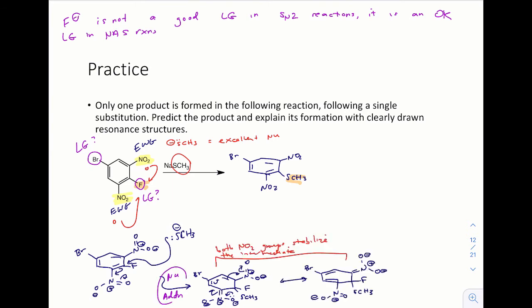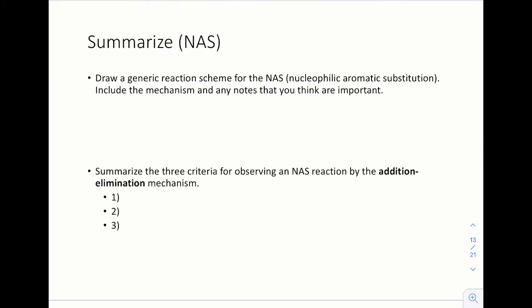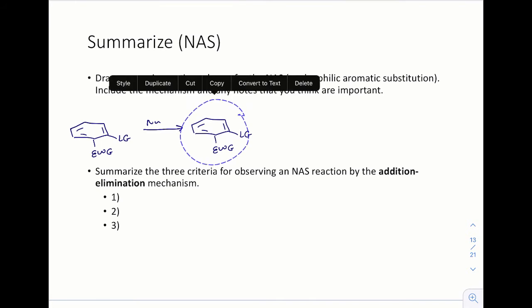Following this nucleophile addition step, a nucleophile elimination step takes place to regenerate aromaticity and expel the fluoride leaving group, generating this final substitution product. Let's now draw a generic reaction scheme for nucleophilic aromatic substitution. Include the mechanism and any notes that you think are important. Give it a shot. This is a short video. You can synthesize what you've learned so far.